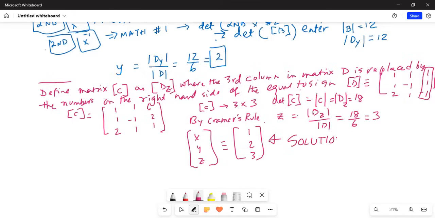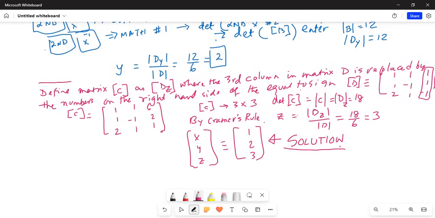By Cramer's rule. So bottom line in Cramer's rule, first we have to define the matrix D, which is basically the coefficients of X, Y, and Z. In this case, it's a 3 by 3 matrix because there are 3 equations and 3 unknown variables, X, Y, and Z. So it's a 3 by 3 coefficient matrix D. Then we find the determinant of D. That will always go in the denominator of solving X, Y, and Z.